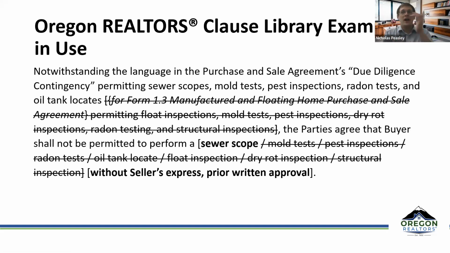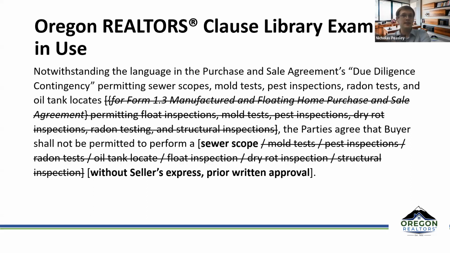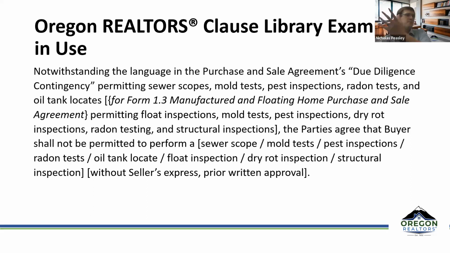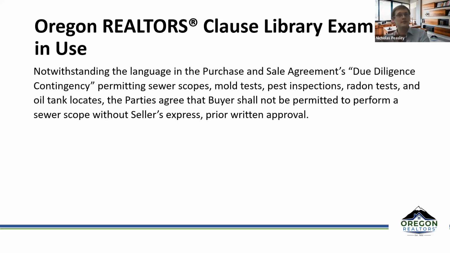If you were to write this, notwithstanding the language of the purchase and sale agreement allowing sewer scopes and all those other things, the parties agree that buyer shall not be permitted to perform a sewer scope without seller's express written approval. It'll end up looking like this. That's what it would read as if you were to do it the way it's intended. So you start with this thing that has options and brackets and lines and slashes and all those things. You remove all the pieces you don't need, and you're left with a clause that reads as follows. And this is the way that you could use this.